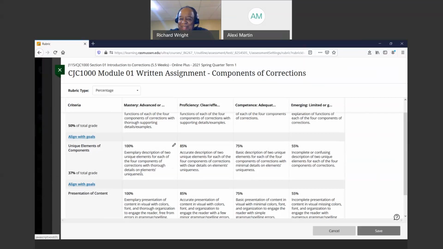Okay. Well, I just spent a few minutes telling you the four parts of corrections. That's a component. How about prison, probation, parole, and jail? That's them. Remember, I just got through talking about that a few minutes ago?